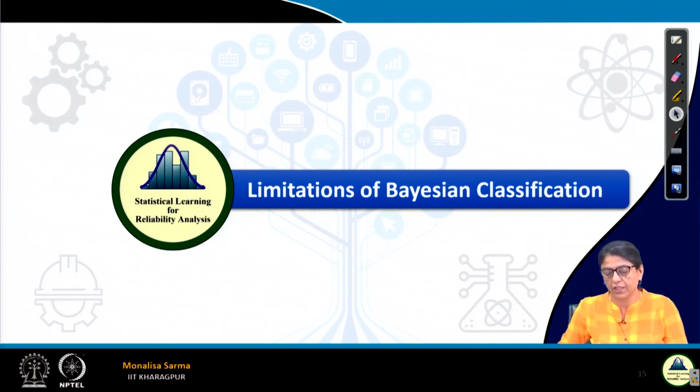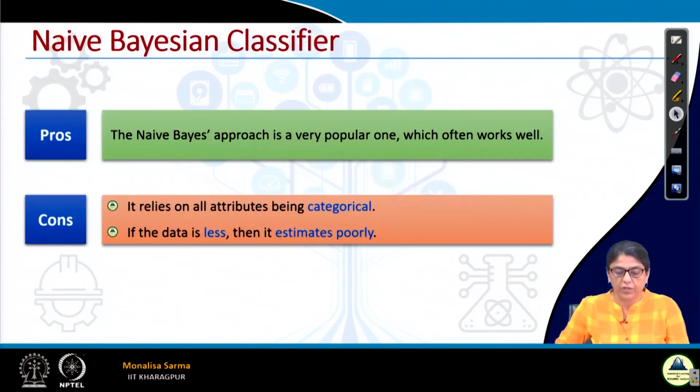Now, some limitations of Bayesian classification. The Naïve Bayes approach is very similar, and that is the advantage: it often works very well, but it has some cons as well. What are the cons? It relies on all attributes being categorical. Here it assumes that all the attributes are categorical; you know what categorical is, I will not repeat. If the data is less, then it estimates poorly. For Bayesian classification to work really well, we need a huge amount of data. The lesser the data, the poorer the estimation.